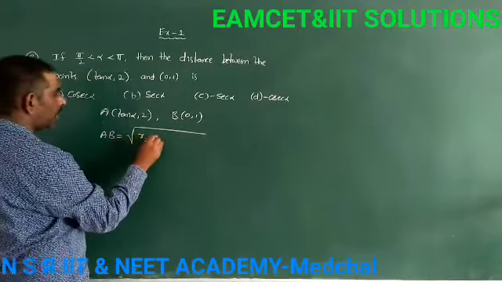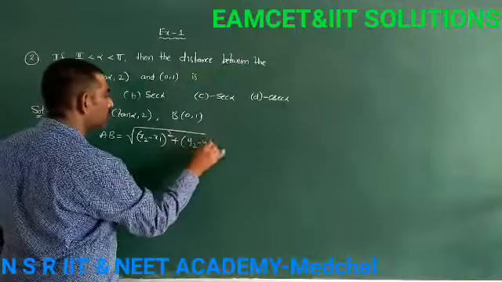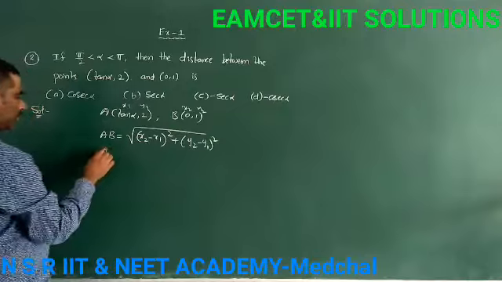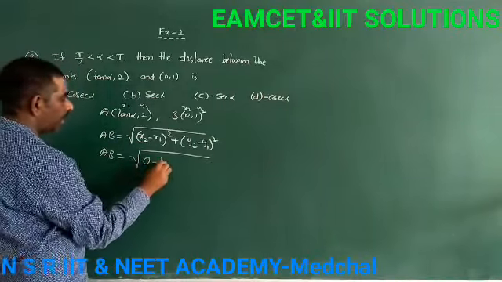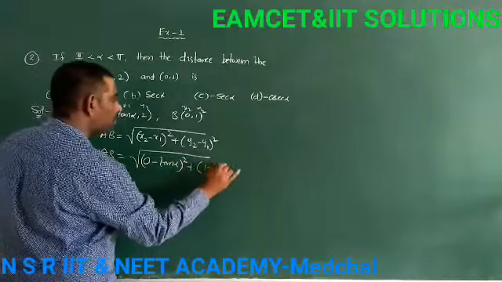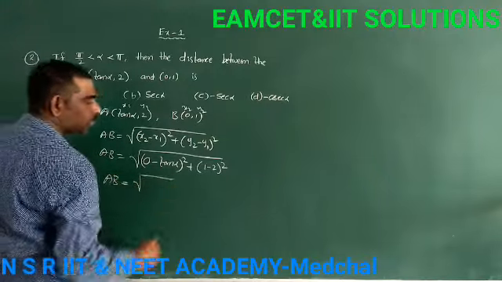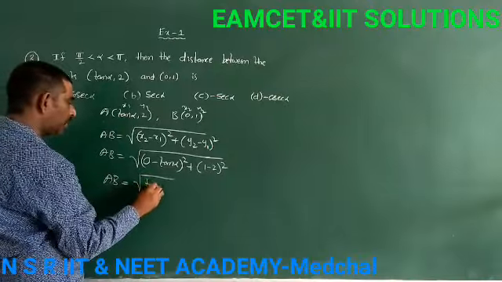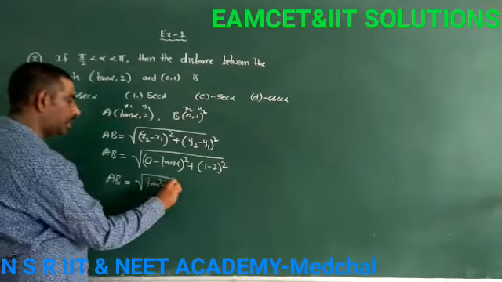So what is the formula? Square root of (x2 minus x1) whole square plus (y2 minus y1) whole square. This is x1 y1 and these are x2 y2. Substitute the values in the formula. We get 0 minus tan alpha whole square plus 1 minus 2 whole square. So AB is equal to minus tan alpha whole square, which is tan square alpha, plus (1 minus 2) square, that is minus 1 square, which is 1.